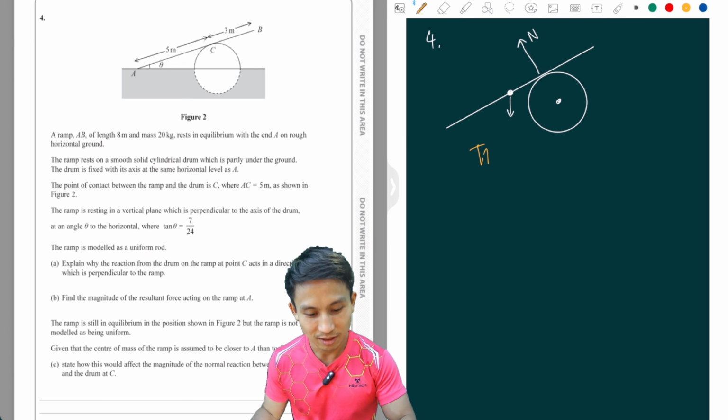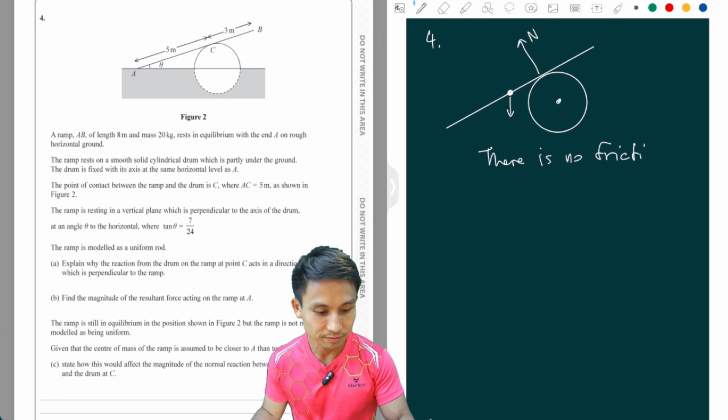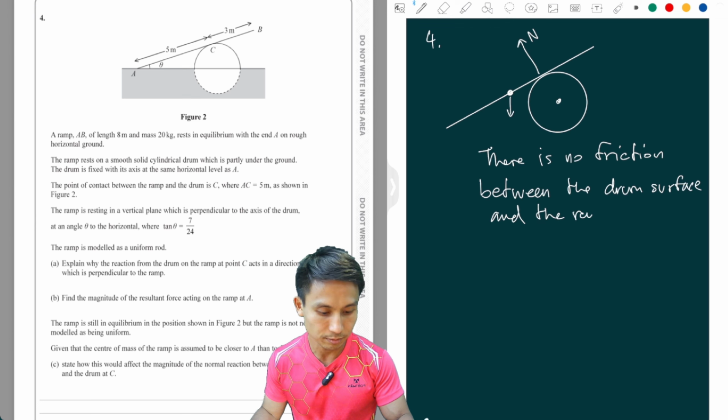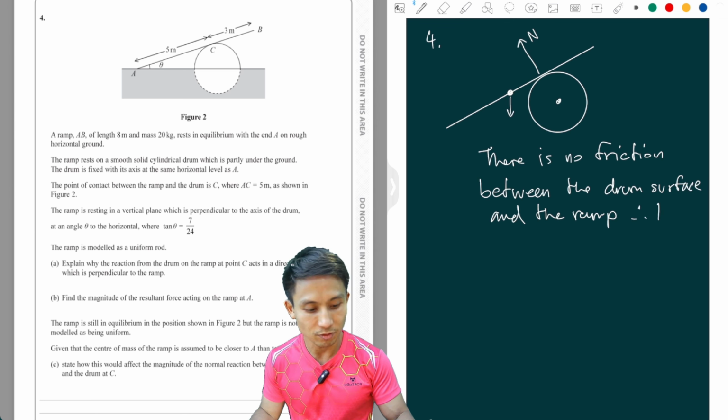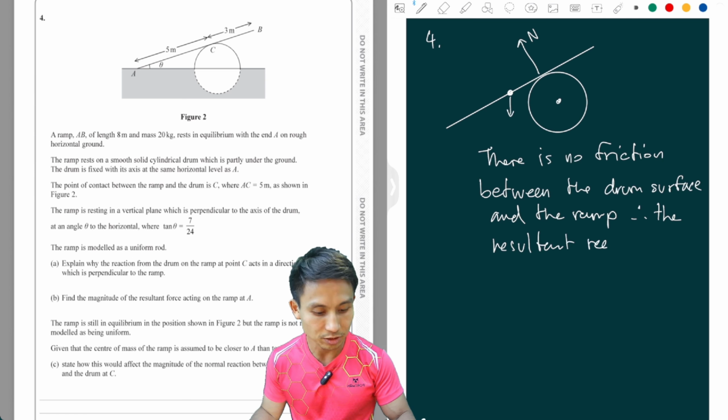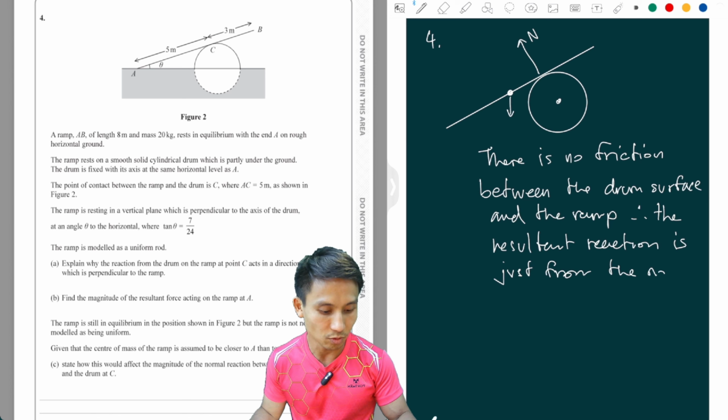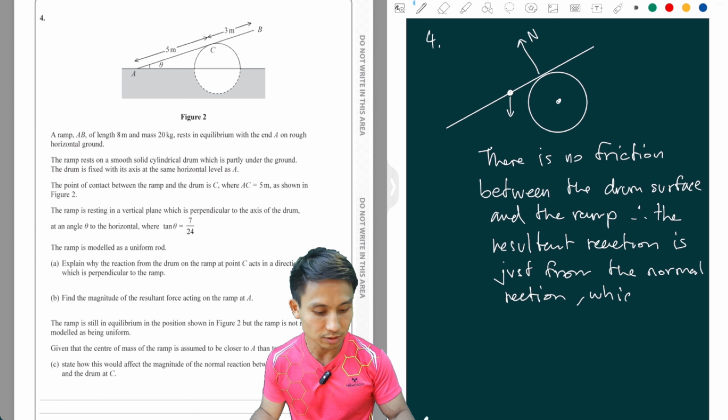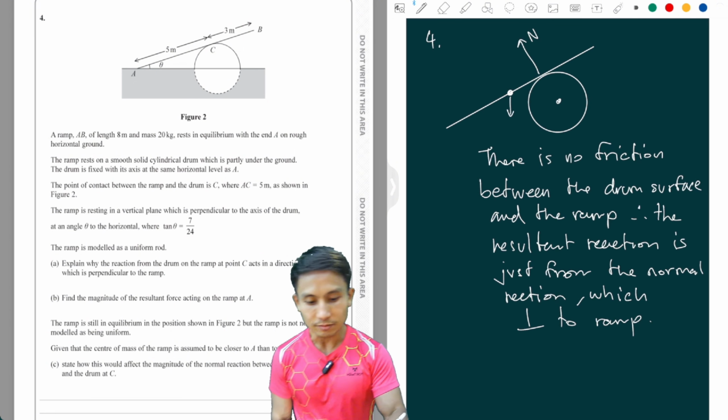the ramp, yeah, it's because there is no friction between the drum surface and the ramp, yeah, therefore the resultant reaction is just from the normal reaction, yeah, which is perpendicular to the ramp. Yeah, I'm just gonna write like that. Okay, so that's part A.